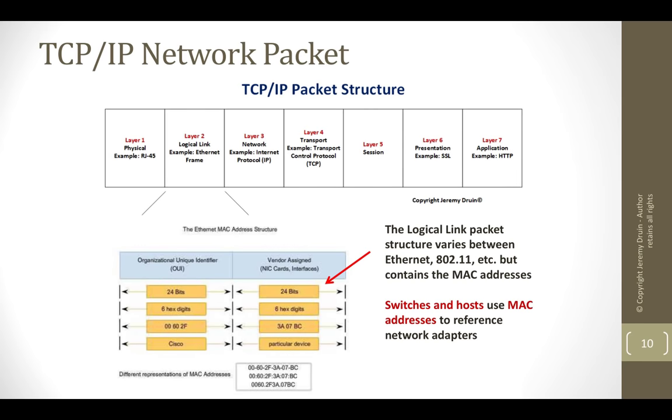The first layer we're going to talk about today is the logical link layer. Often, this is going to be Ethernet. Ethernet is by far the most popular in regular homes and businesses. There are special situations where other layer 2 protocols can be used, though. It's just that we tend to run into Ethernet in a typical scenario.